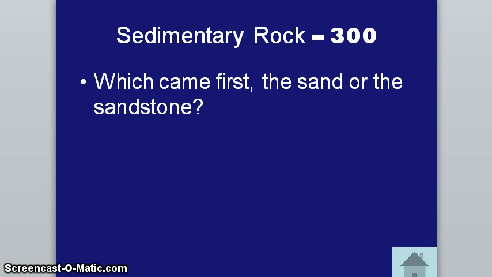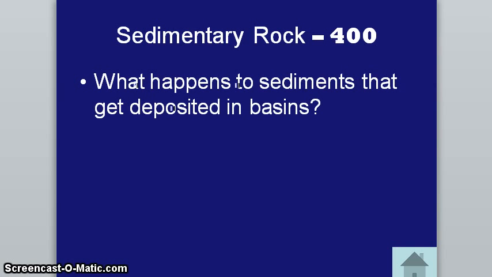Which came first, the sand or the sandstone? With that one, we'd have to say that the sand, or the sediment, would have come first to create the sandstone. If we look at our rock cycle, we need to get sediment to get to sedimentary rocks. So we would say that the sand came before the sandstone.